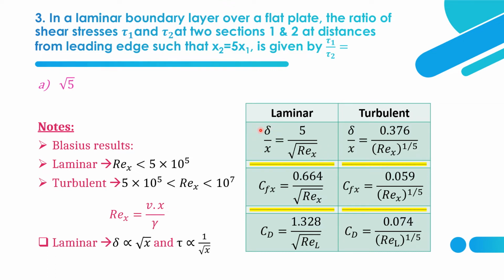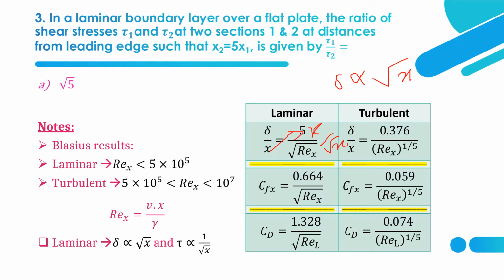Here you can see the relations like del by x is equal to 5 by root Re_x. So how will the boundary layer change with respect to x? Del is equal to 5x by root Re_x, and Re_x is nothing but vx by nu. Taking v and nu as constant, here we get root x, and here x will be there because this x is coming out here. So 5x by root x. So x can be written as root x into root x. So that's why del is directly proportional to root x.